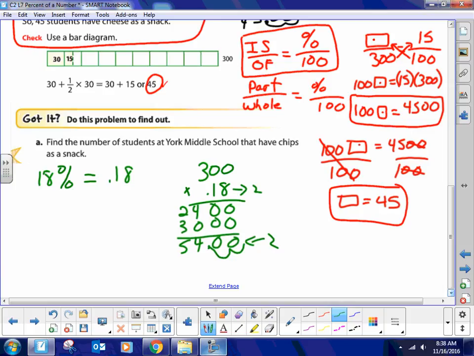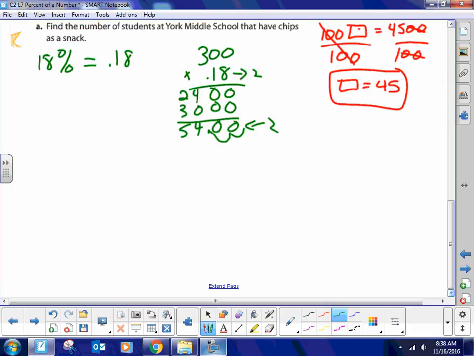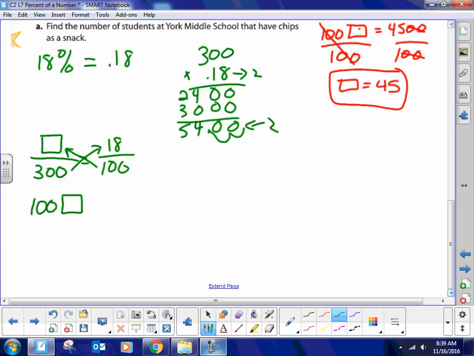Now, the is over of way, okay? So we don't know the is. We have 300 students, and we are working with 18 over 100, okay? Because that's 18%, right? We cross multiply, right? So that's 100 times something. We don't know what that something is, okay? And we have 18 times 300, okay? You do 300 times 18 real quick.